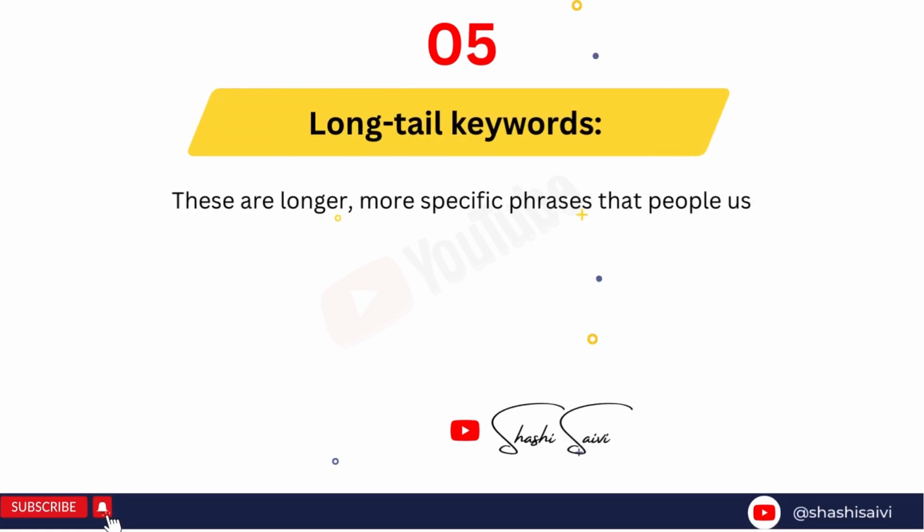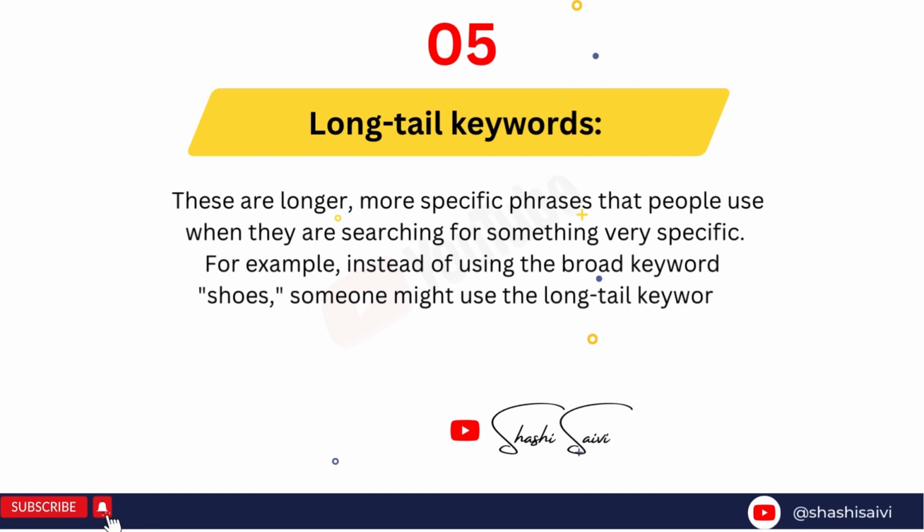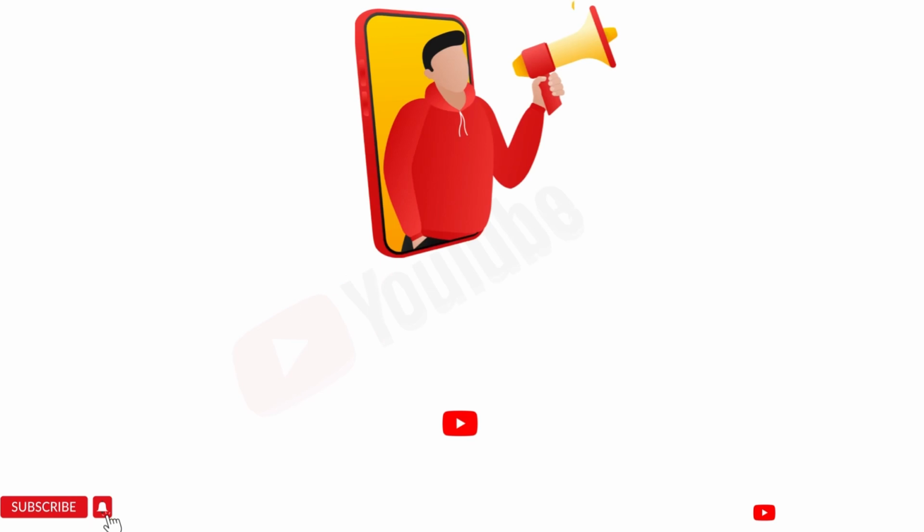Long-tail keywords. These are longer, more specific phrases that people use when they are searching for something very specific. For example, instead of using the broad keyword shoes, someone might use the long-tail keyword men's leather dress shoes.